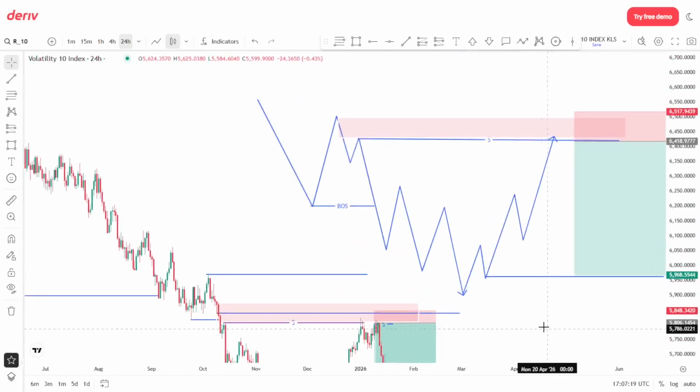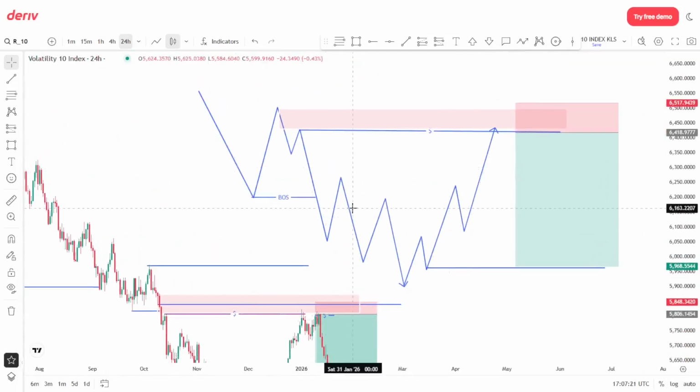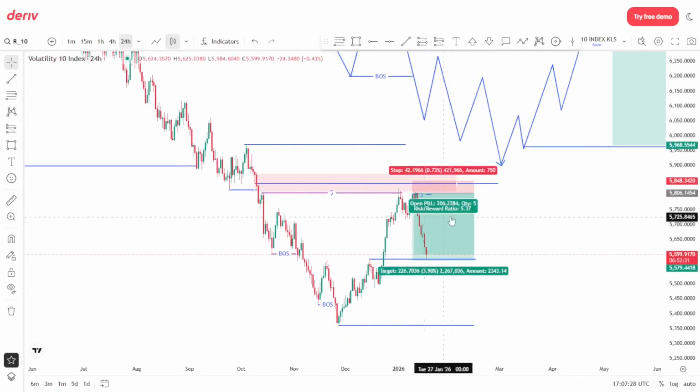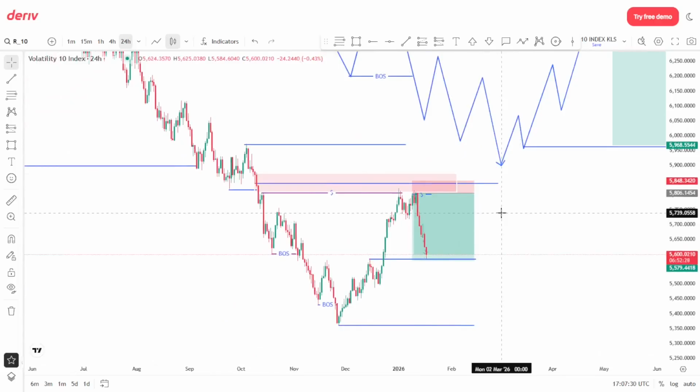And like I told you guys, this is what we want to see: break of structure, key level, liquidity very close to key level. We have a setup, and we expect price to come back there and then voila, that is all we want to see.